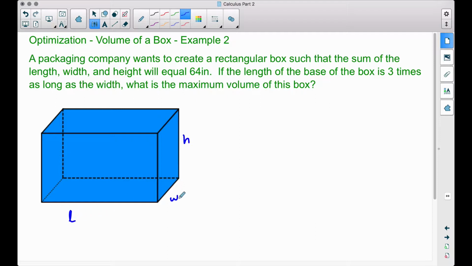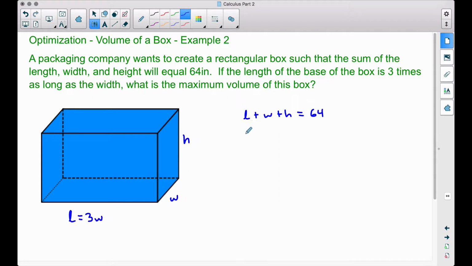So we have a length, a width, and a height, and we want the sum of these three numbers to be equal to 64 inches according to the first sentence in this problem. Now, the length of the base of the box is 3 times as long as the width. Therefore, the length is 3 times as long as the width. This can be very helpful because now we've just taken 3 variables, length, width, and height, and we've at least got it down to 2 variables, a width and a height.